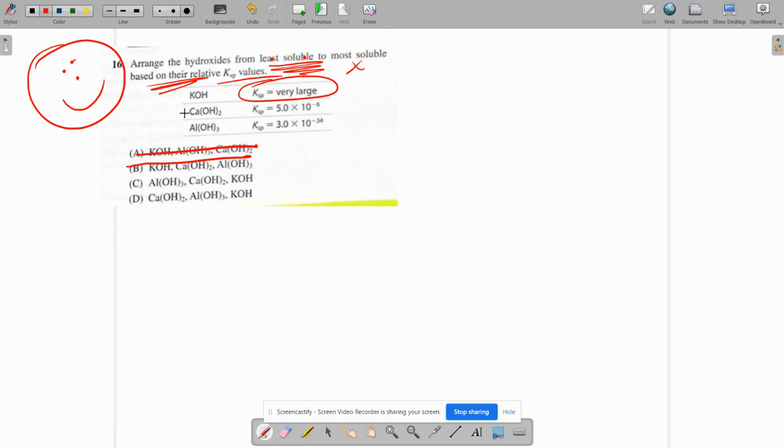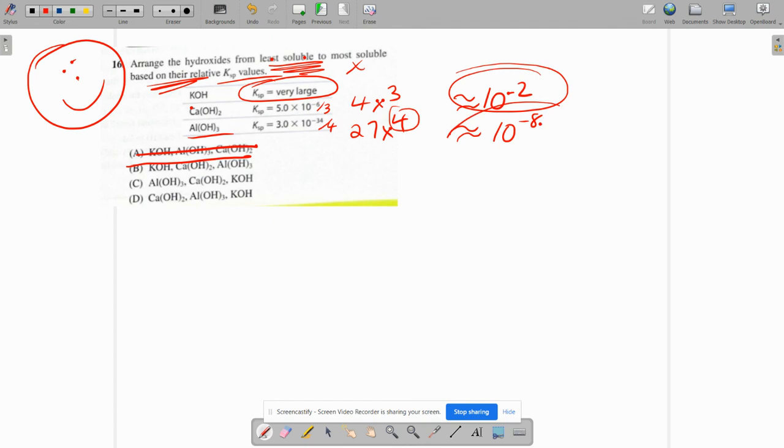Then between these, let's see, we've got 3 ions, so that's your 4x cubed situation. This one has 4 ions, so that's basically your 27x to the 4th. If we cube root this guy, so divide by 3, that's going to be on the order of 10 to the minus 2-ish. And this guy is going to be 4th rooted, so if we divide that by 4, that's going to be on the order of 10 to the minus 8 point something. So long story short, this guy is definitely way more soluble than this guy. So the correct order looks like it's going to be letter C.